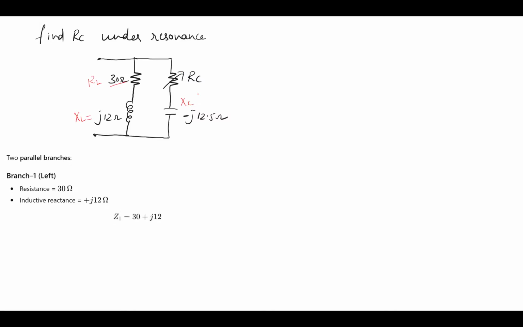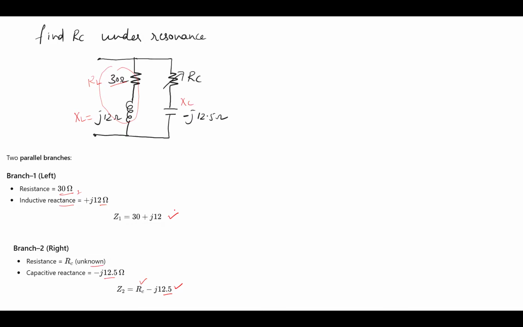First, you see the left side, that is this branch. Here the resistance is 30 ohm and the inductive reactance is plus j12. So you write the impedance as 30 plus j12 because it is connected in series. Similarly, in branch 2, RC is an unknown resistor connected in series to the capacitive reactance, which is minus j12.5. Therefore, these two are connected in series: RC minus j12.5.